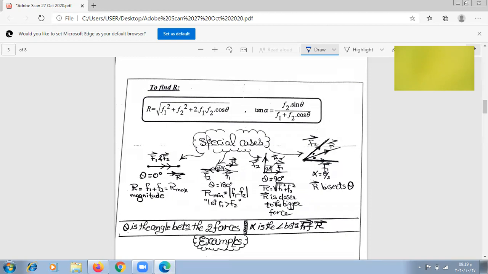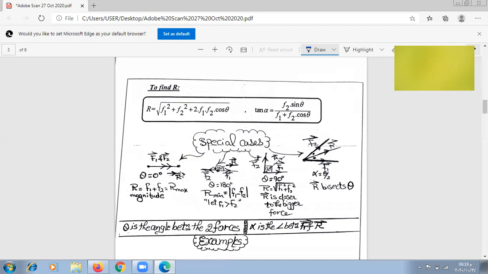We have, as you see, four special cases. If the two forces are acting in the same direction, the angle between them equals 0. In this case, the resultant will be in its best case. We call it R maximum. In this case, the resultant of the two forces will be equal to F1 plus F2.